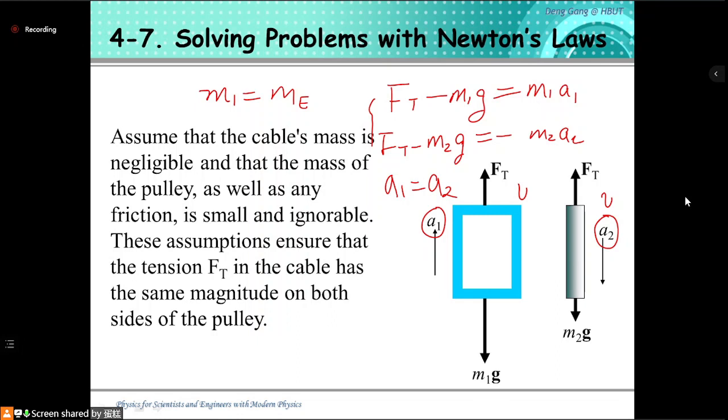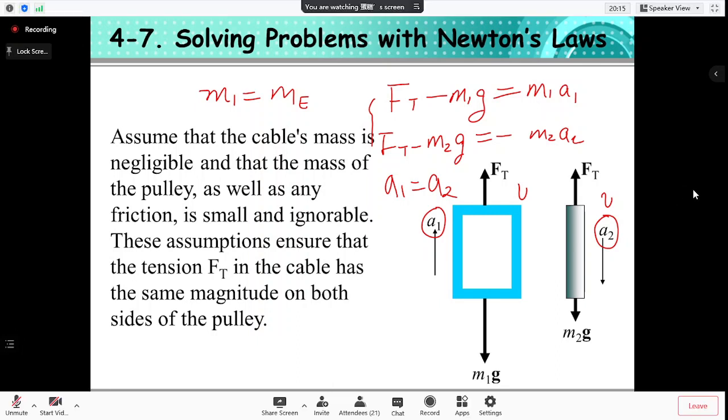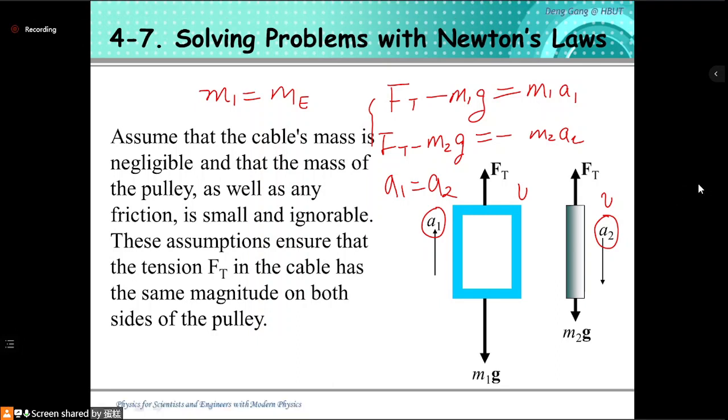If they do not have the same acceleration, after a few seconds the speeds would be different, because originally they start with the same speed. If the speeds are different, that is not possible, because the length of the cable is the same and they are connected with the cable. You cannot change the length of the cable. So that's why there's one more equation, a1 equals a2. Now we have three equations and three variables to solve. So that is possible.